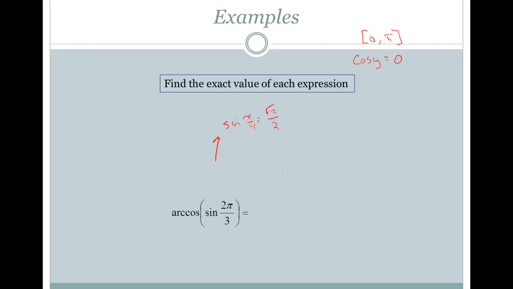Arc cosine of the sine of 2 pi over 3. So we need to know what sine of 2 pi over 3 is. Hopefully you guys know that. We're in the second quadrant. Sine is still positive in the second quadrant. And so what that gives us is root 3 over 2, sorry. So I have arc cosine of root 3 over 2. This value here is going to be in the first quadrant, all right? And we should know that that is pi over 6, all right?